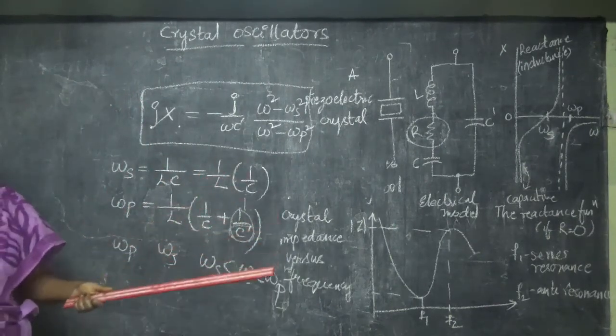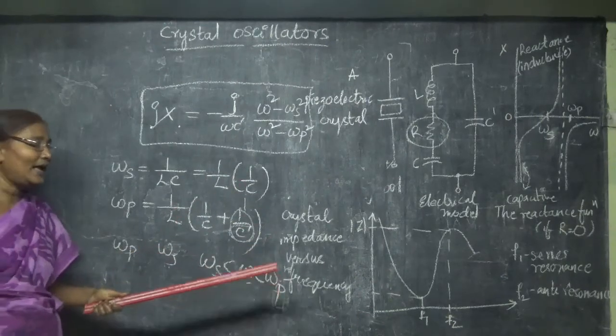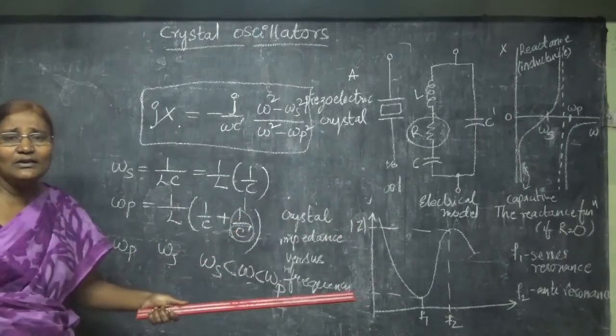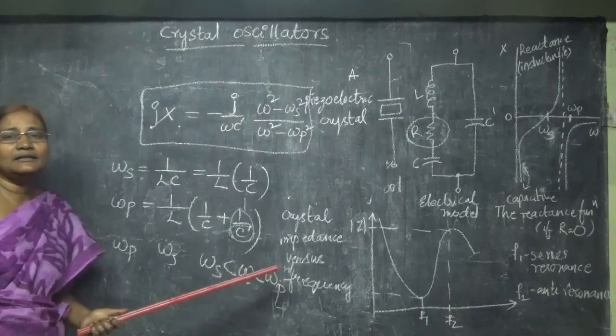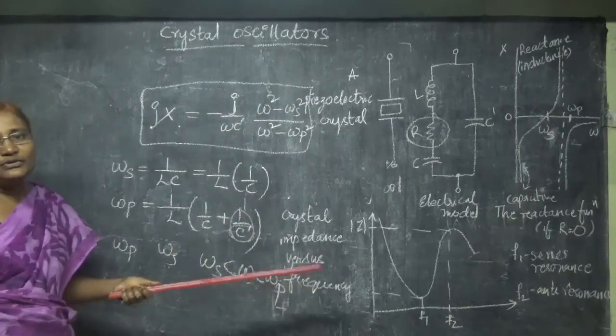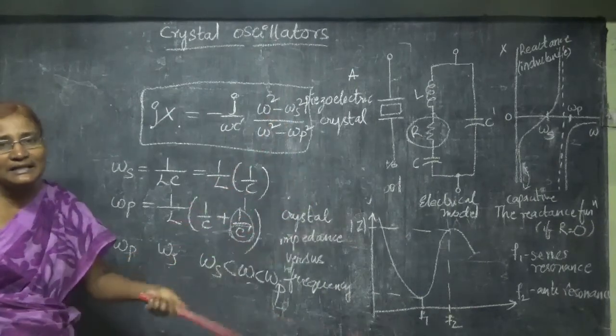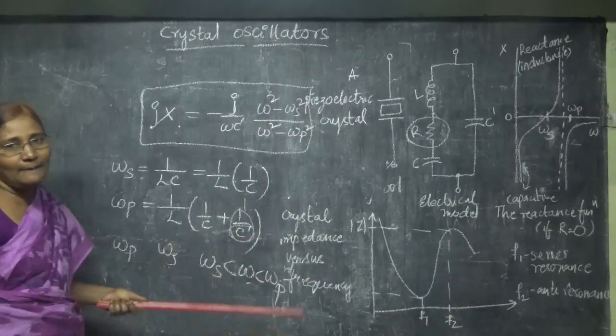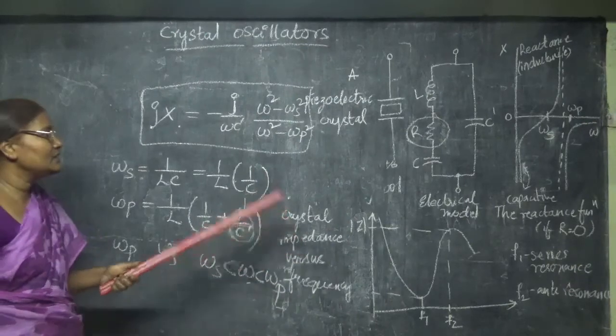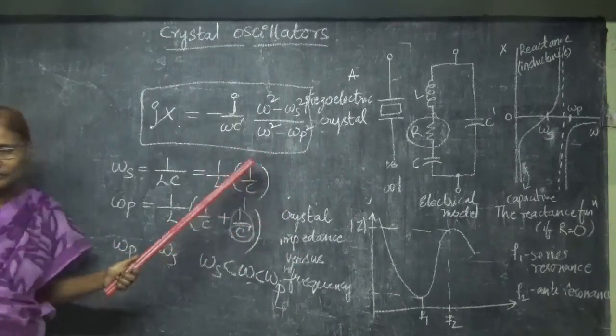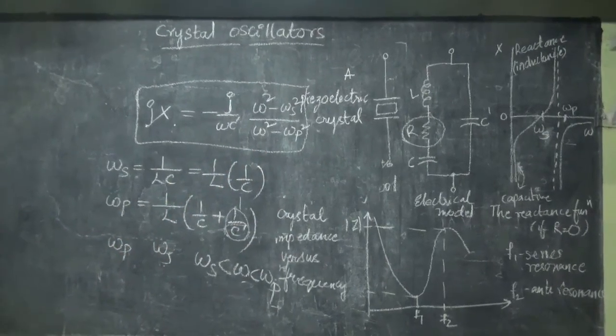How can we use the crystal? We can use the crystal as a series resonating circuit or the parallel resonating circuit. How will we use these crystals in the circuitry such that we will get the series resonating frequency as well as the parallel resonating frequency, that we are going to see now.